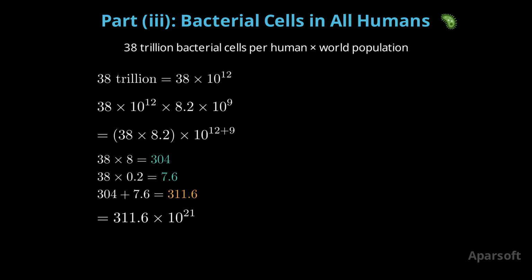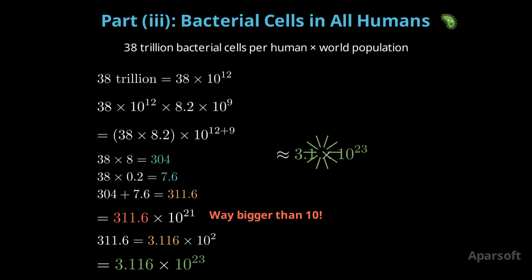But 311.6 is way bigger than 10. We need to convert it. 311.6 equals 3.116 times 10 to the 2. So our answer becomes 3.116 times 10 to the 23. Rounding, approximately 3.1 times 10 to the 23 bacterial cells. That is more than the stars in the observable universe.